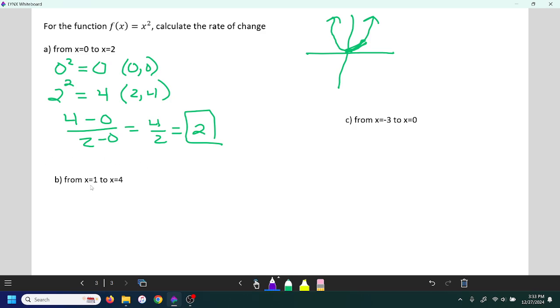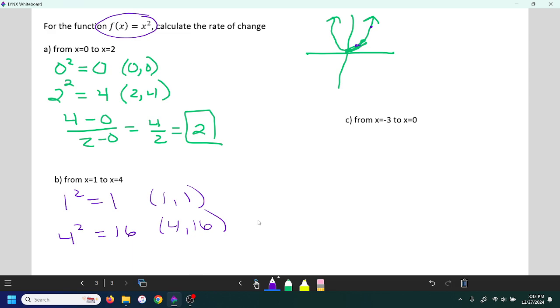All right, here we're looking from x equals 1 to x equals 4. So again, just finding the slope between that pair of points there. So we need to know what are the y values. So if we substitute 1 into the function for x, we get 1. And if we substitute 4 for x, we get 16. So those are the 2 points that we're looking at. We're just finding the slope of the line that would pass between those.